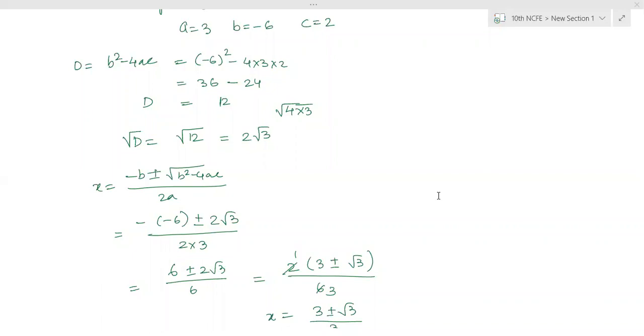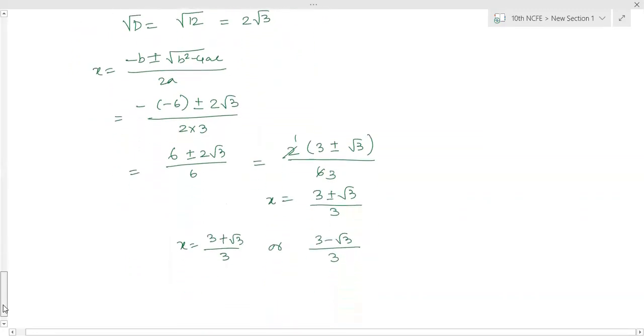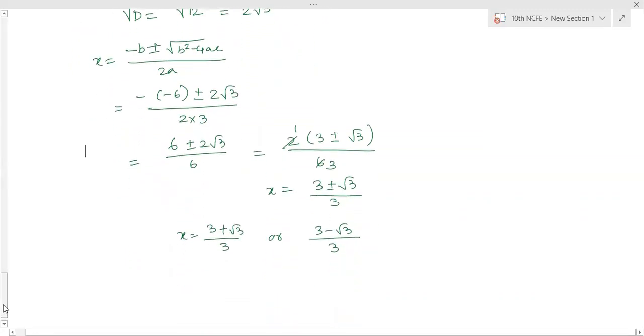Completed? Yes, ma'am. Next is the same quadratic formula method. You have to solve this also: x minus 1 by x is equal to 3. This is the 13th question. Simplify this also, and you have to solve by quadratic formula, because middle term splitting is not possible.